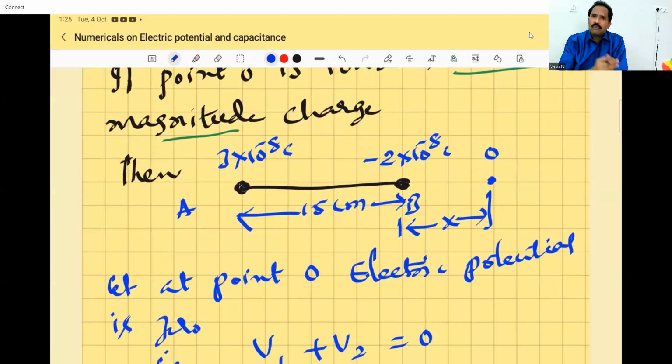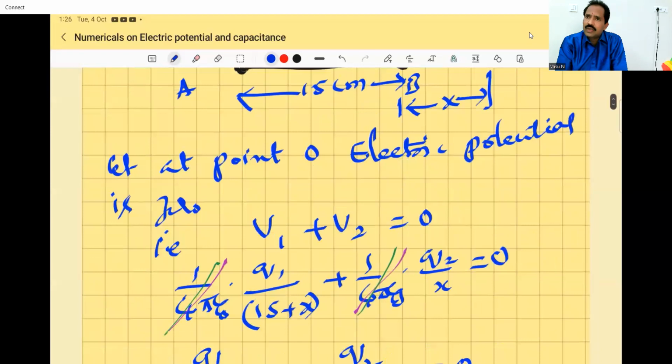So let at point O, electric potential is 0. How many potentials are expected? 2 potentials. V1 and V2. What is V1? Potential due to Q1. What is V2? Potential due to Q2. So let us write down the equation. See, look at this. V1 plus V2 is equal to 0.